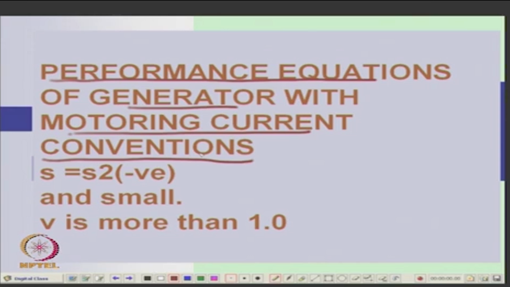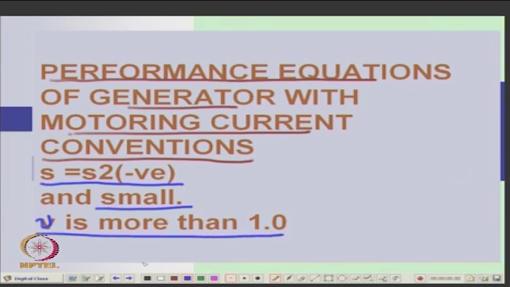It is a generator, but the convention is motoring. I am not changing the conventions of what is motoring convention, that is, the current is getting into the machine from the voltage source. So, therefore, S is S2, earlier it was S1, which is negative, and of course, it is small. Why do you say it is small? If S is very big, then R2 by S is small, then XLR cannot be ignored. Therefore, the speed is definitely more than 1, but not too much more than 1. It is slightly more than 1, with maybe 5-10% in the stable region only.